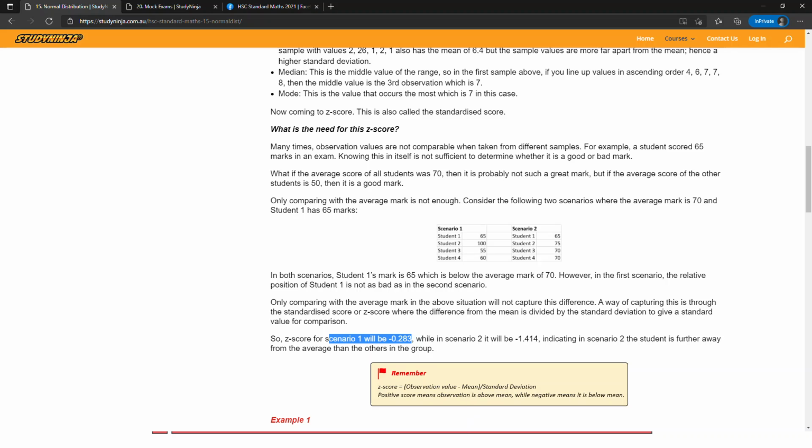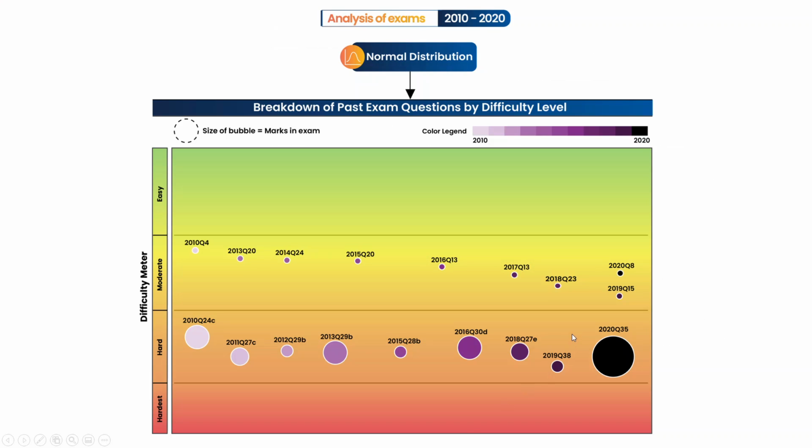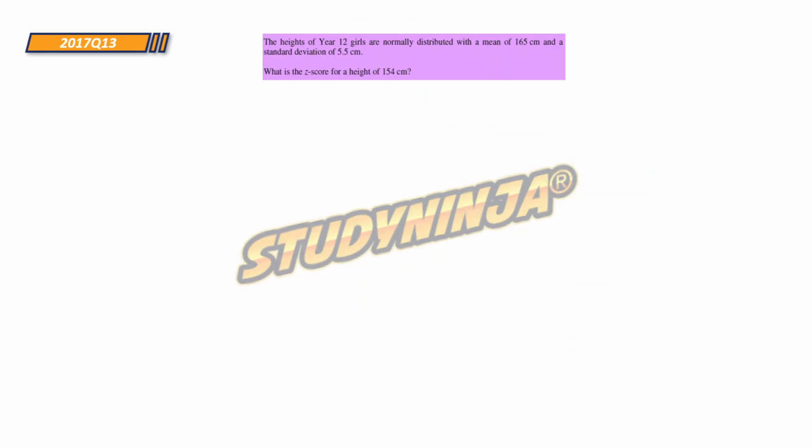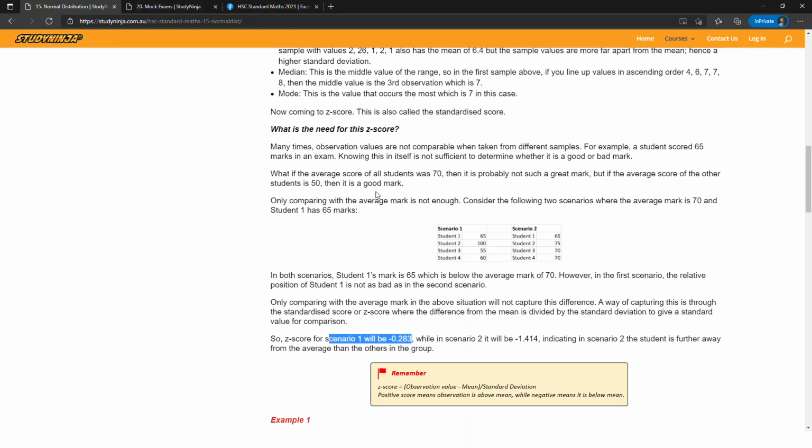Once you know this theory, let us jump back and look at the actual exam question. We start off by looking at 2017 question 13. Here you've got the heights of year 12 girls, and you're told it's normally distributed. You're given the mean, the standard deviation, and the height for a particular girl, and you're asked to calculate the Z-score. So pretty much everything you need in the formula is given to you, right? You're just going to use this formula: observation minus mean, divided by standard deviation.